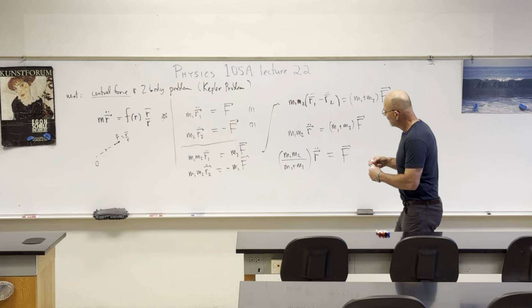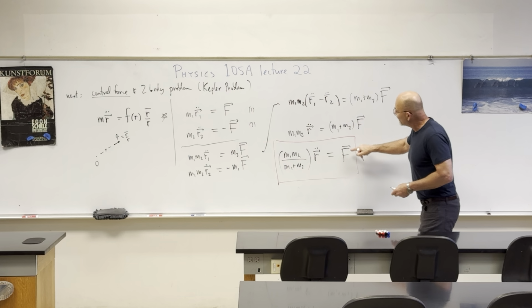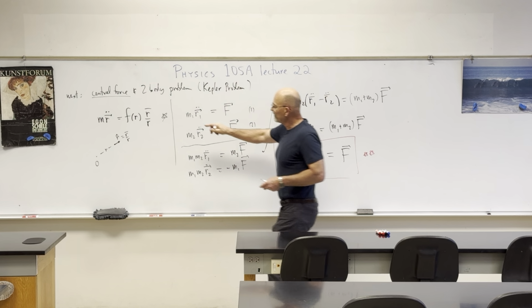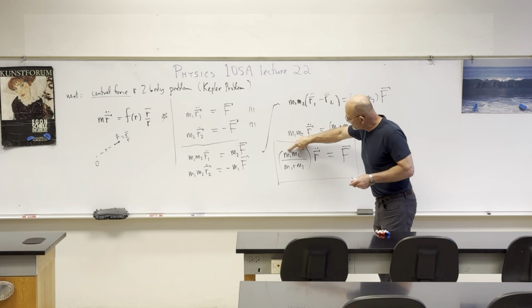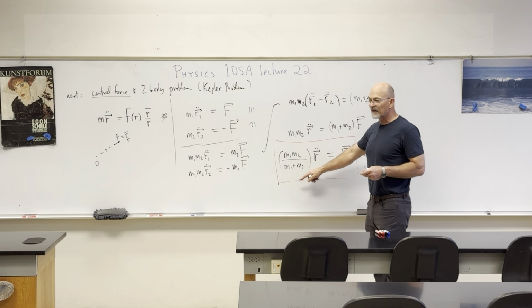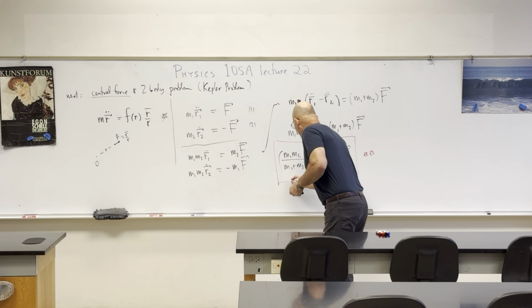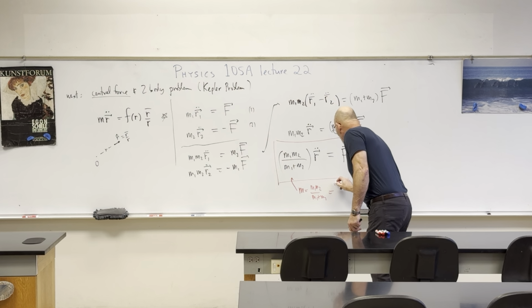This is the one we can ponder for a moment, because this double-starred equation is what we had over here. So this combination of masses, it's a product divided by a sum. It has the dimensions of mass, right? Mass squared divided by mass. It's called the reduced mass, and we'll just call it M. M equals product divided by the sum.